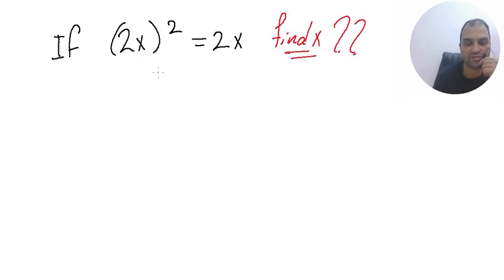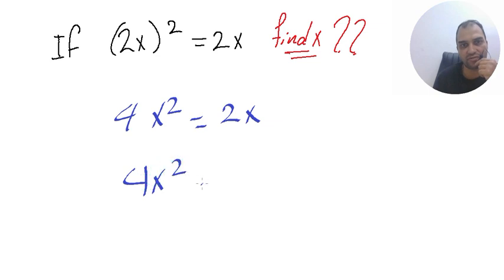Look at this equation. If 2x to the power 2 is equivalent to 4x, find the value of x. First step, we can simplify this. 2x to the power 2 is equivalent to 2x times itself. 2x times itself will be 4x to the power 2, equivalent to 2x. And then you can simplify by moving 2x from the right hand side to the left hand side and changing the sign: 4x to the power 2 minus 2x equals 0.